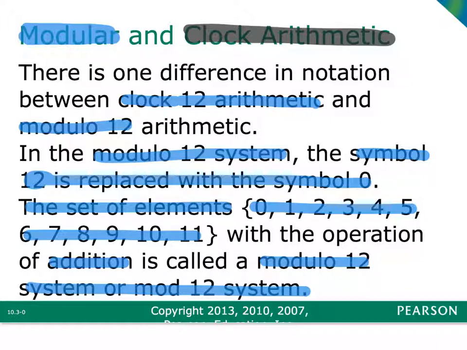Then we're going to look at smaller numbers, like modulo 5 or modulo 7 or something like that. But think of it this way. We always start with 0, and then we go up 1, 2, 3, 4, 5, and for 12, we go up to 11, because we'll have 12 things in our set, right? Because we're including 0. So it's like clock arithmetic, but instead of using 12, we're going to use 0.